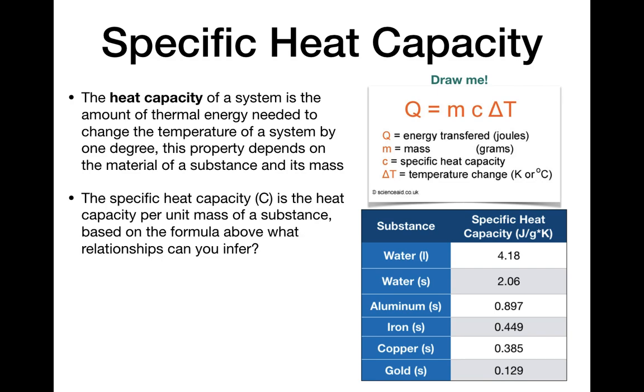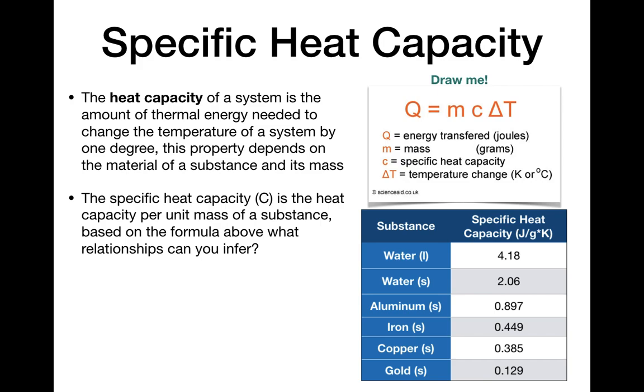The specific heat capacity, or C, that's the heat capacity per unit mass. So it's a universal measure for a particular substance. And it's really useful in that way because it allows you to always compare substances directly regardless of their mass. It's per unit mass, per gram in this case.